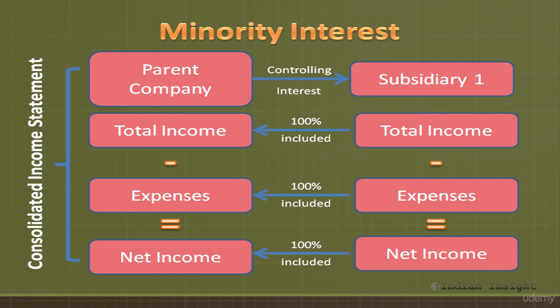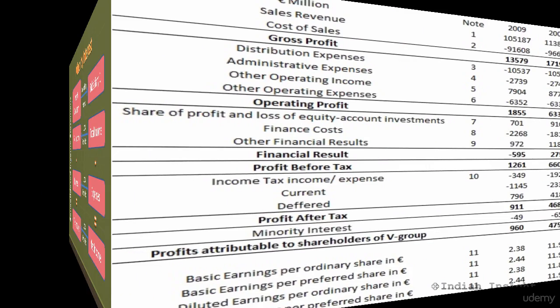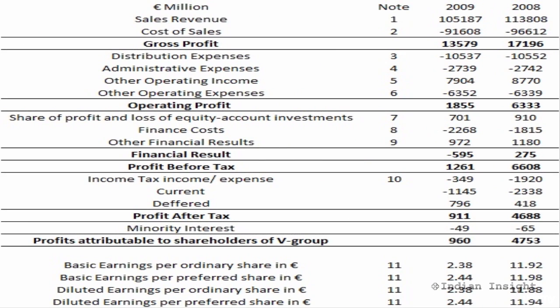Minority interest refers to owners of the remaining shares of the subsidiary that are not owned by the parent. The share of consolidated net income attributable to minority interest is shown at the bottom of the income statement along with the net income attributable to the parent company. Let's look at our V Group income statement.